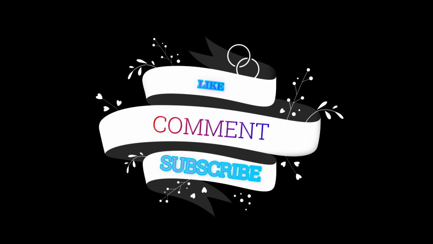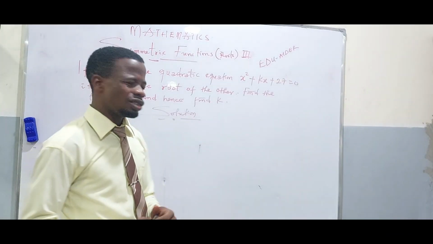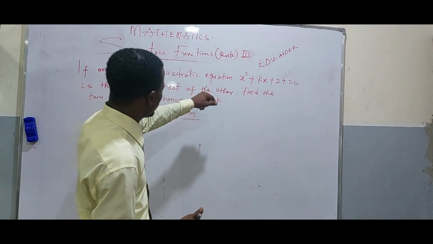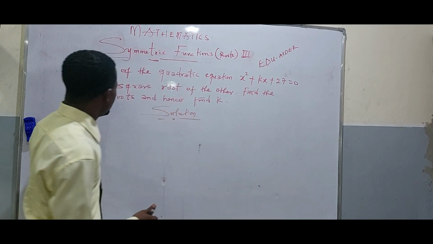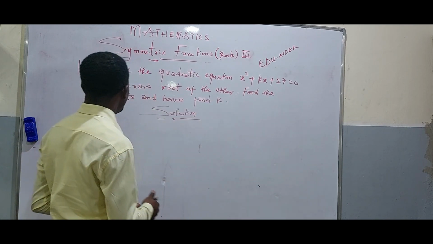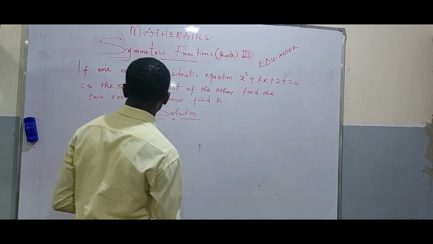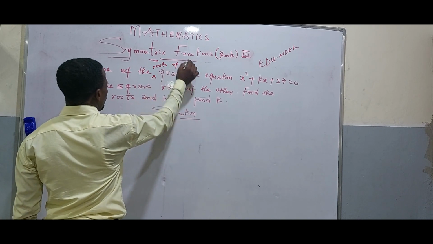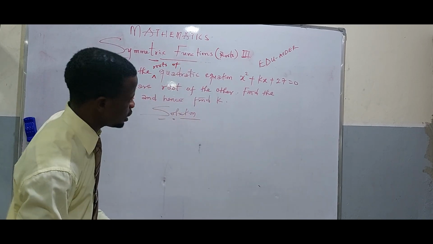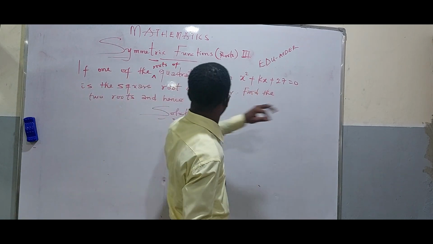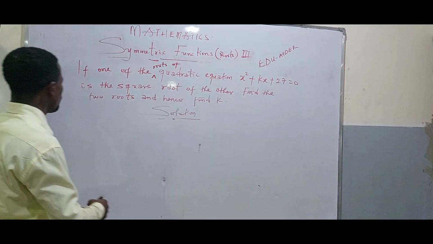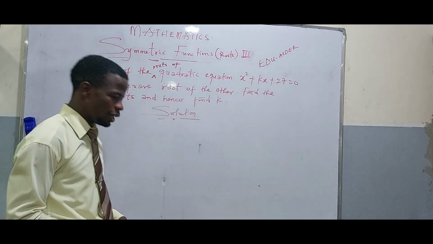Symmetric roots. So let's see another question on this. If one of the roots of the quadratic equation x squared minus kx plus 27 is equal to 0 is the square root of the other, find the two roots and hence find k.